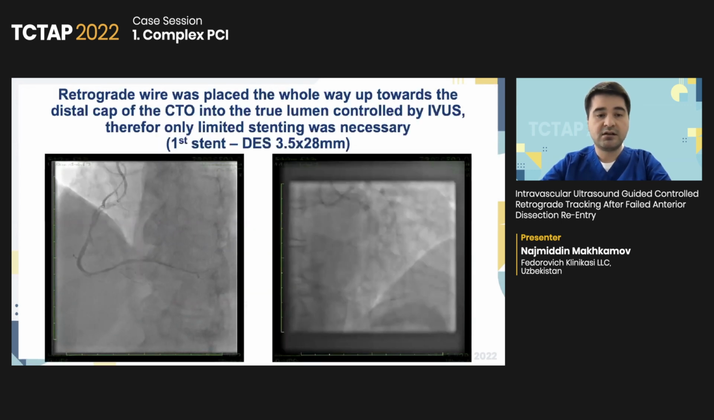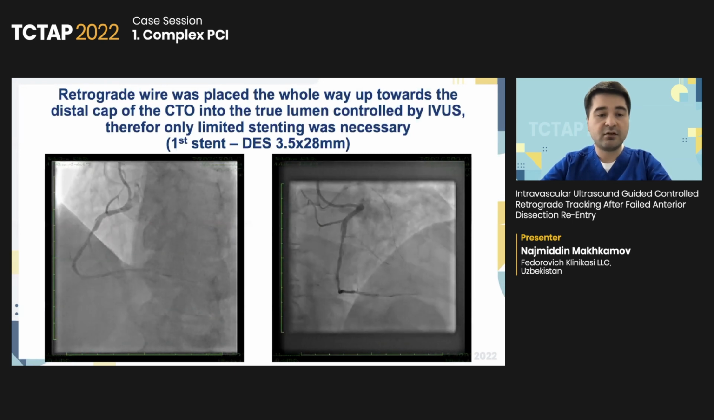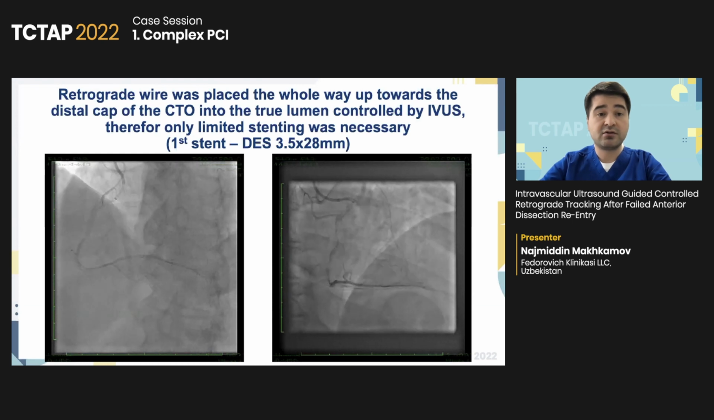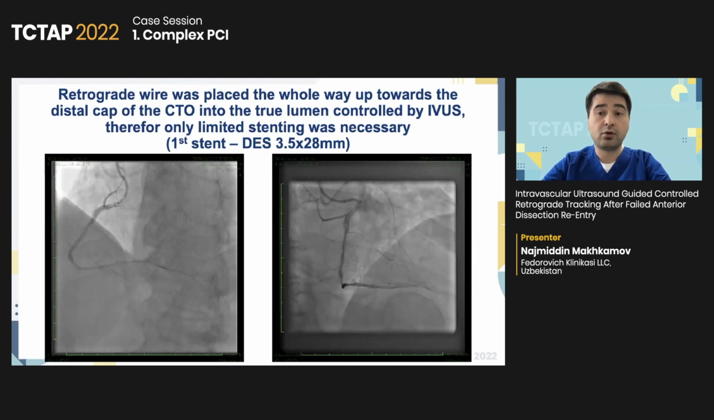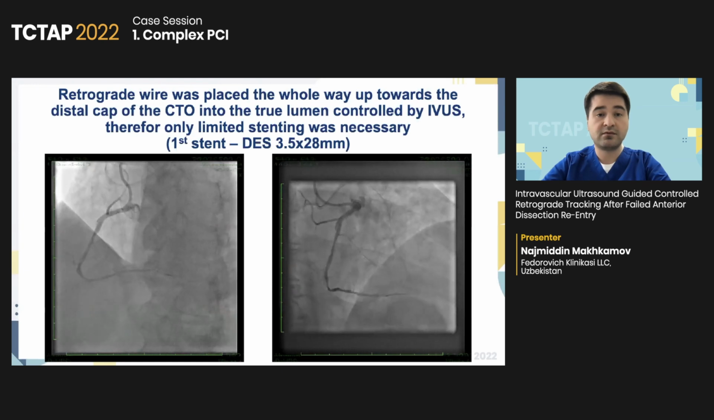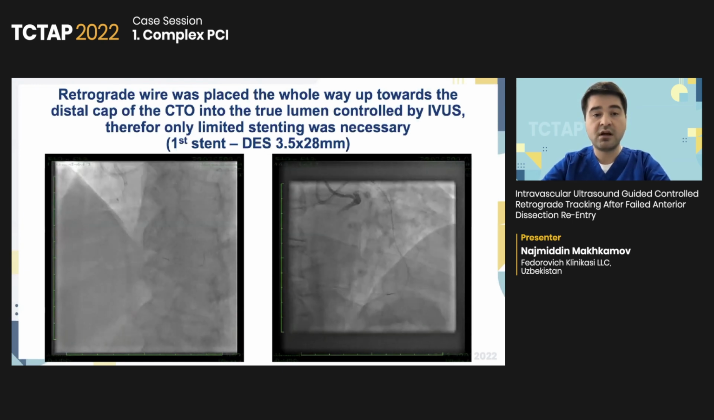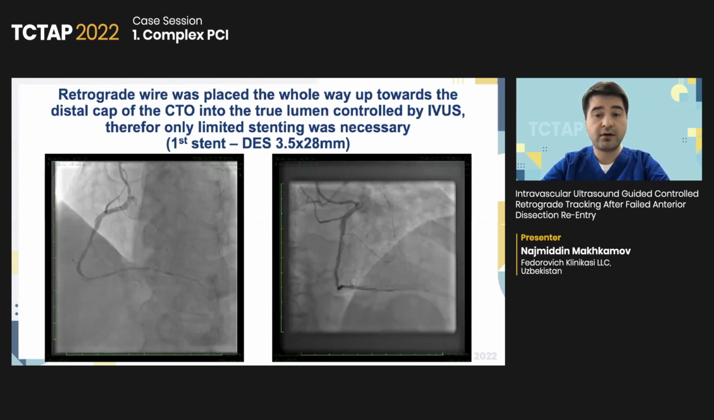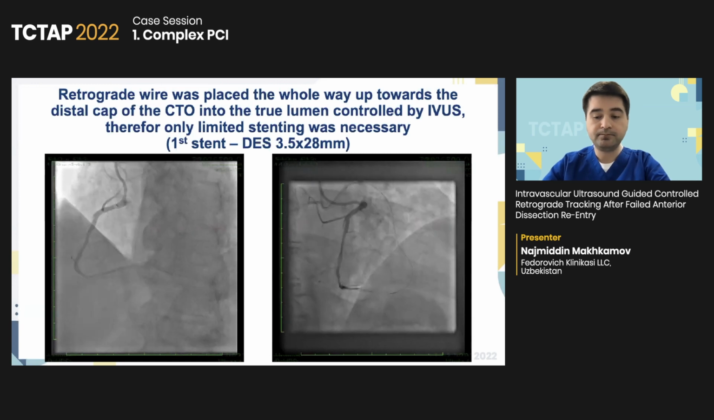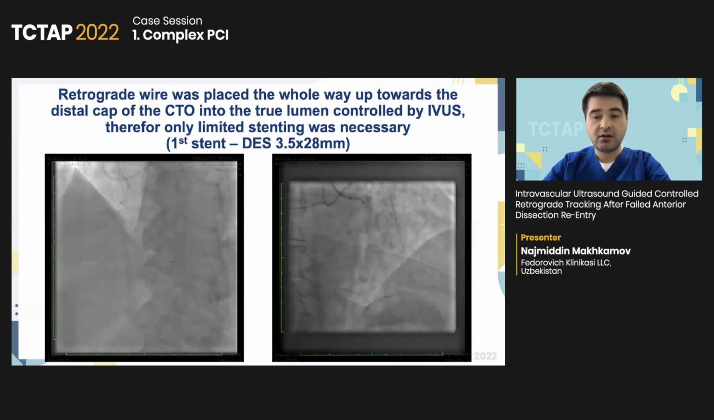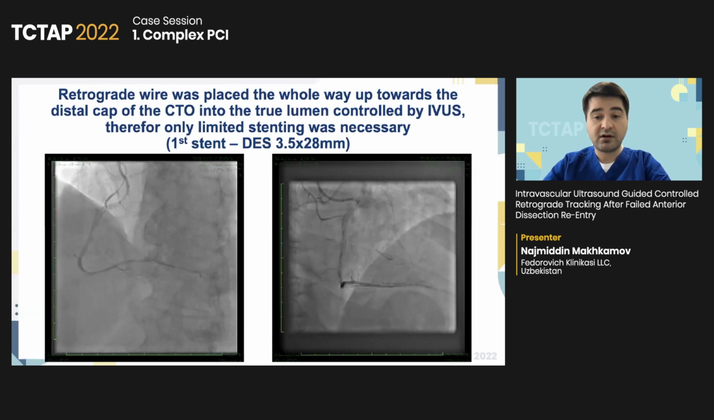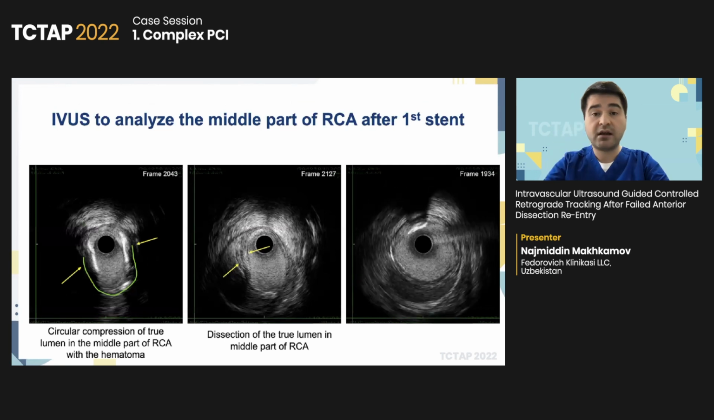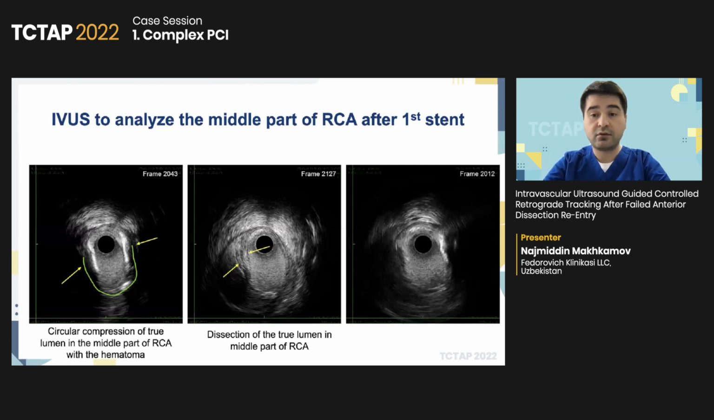So this is the angio after first stent implantation. The retrograde wire was placed the whole way up to the distal cap of the CTO in the true lumen, controlled by IVUS. Therefore, only limited stenting was necessary. We just implanted one stent, 3.5 by 28, and then we wanted to see the middle part of the right coronary artery. How is it looking by IVUS? So we checked the IVUS to analyze the middle part of the right coronary artery after the first stent implantation.